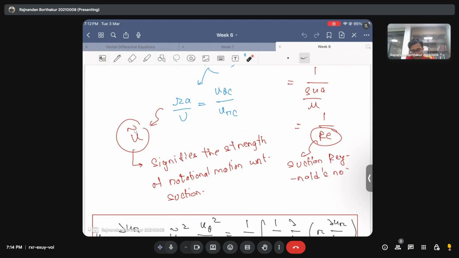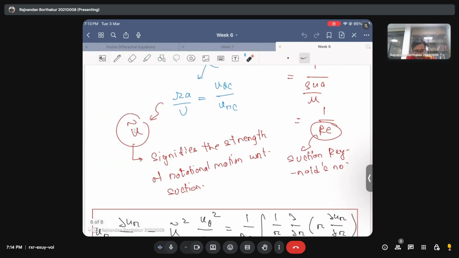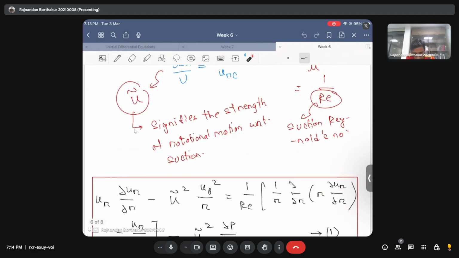Okay, and I believe you can see that this u tilde is indeed a non-dimensional number because omega a and u have the same dimension of velocity. Also, we encountered something known as Re, which was nothing but the Reynolds number defined with respect to the suction velocity. So we call it the suction Reynolds number.